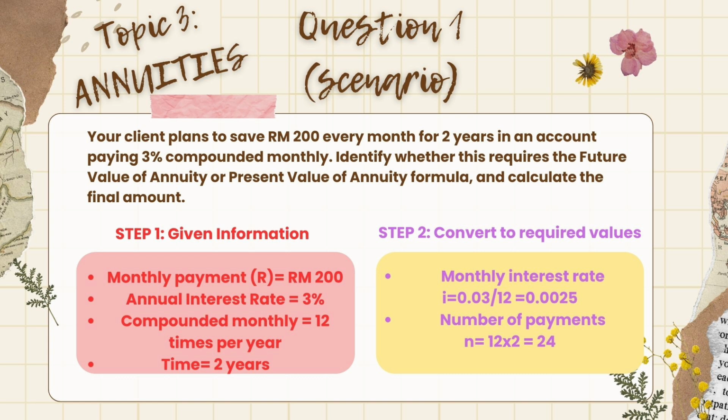Step 1. Identify the payment and interest rate. The monthly payment is 200 ringgit and the annual interest rate is 3%. Step 2. Convert the rate and time. Since the interest is compounded monthly, we divide the annual interest rate, which is 3%, by 12 and multiply the number of years by 12.